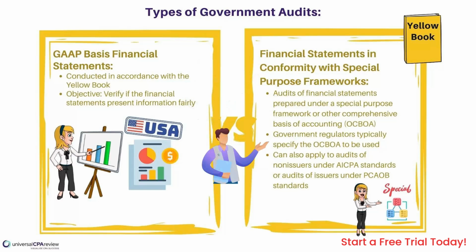In government audits, the use of OCBOA is usually specified by a government regulator, depending on the nature of the program or funding requirements. So these audits can still fall under Yellow Book standards and may also apply to non-issuers under AICPA standards or even issuers under PCAOB standards, depending on the circumstances. All right, but the ultimate takeaway here is that not all government audits follow U.S. GAAP. The framework depends on the nature of the entity, the purpose of the audit, and the requirements of the governing body or funding source.